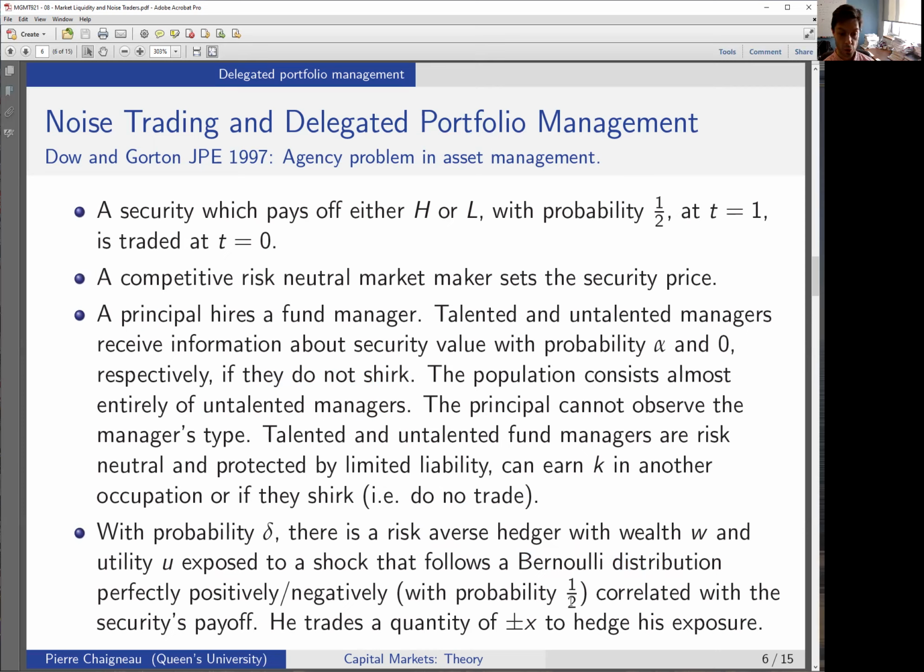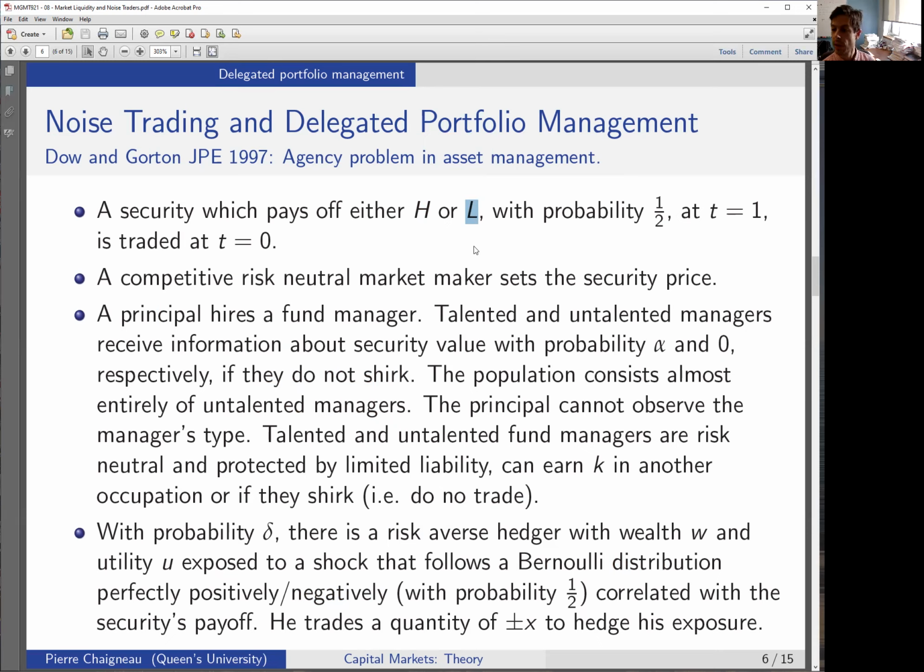And there's two possibilities. With probability 1/2, this Bernoulli distribution will be perfectly positively correlated with the security payoff, meaning that the shock will be equal to 1 when the payoff is H, and the shock will be equal to 0 when the payoff is L. And with probability 1/2, this distribution would be perfectly negatively correlated with the security payoff, meaning that the shock will be equal to 0 when the payoff is H and to 1 when the payoff is L.